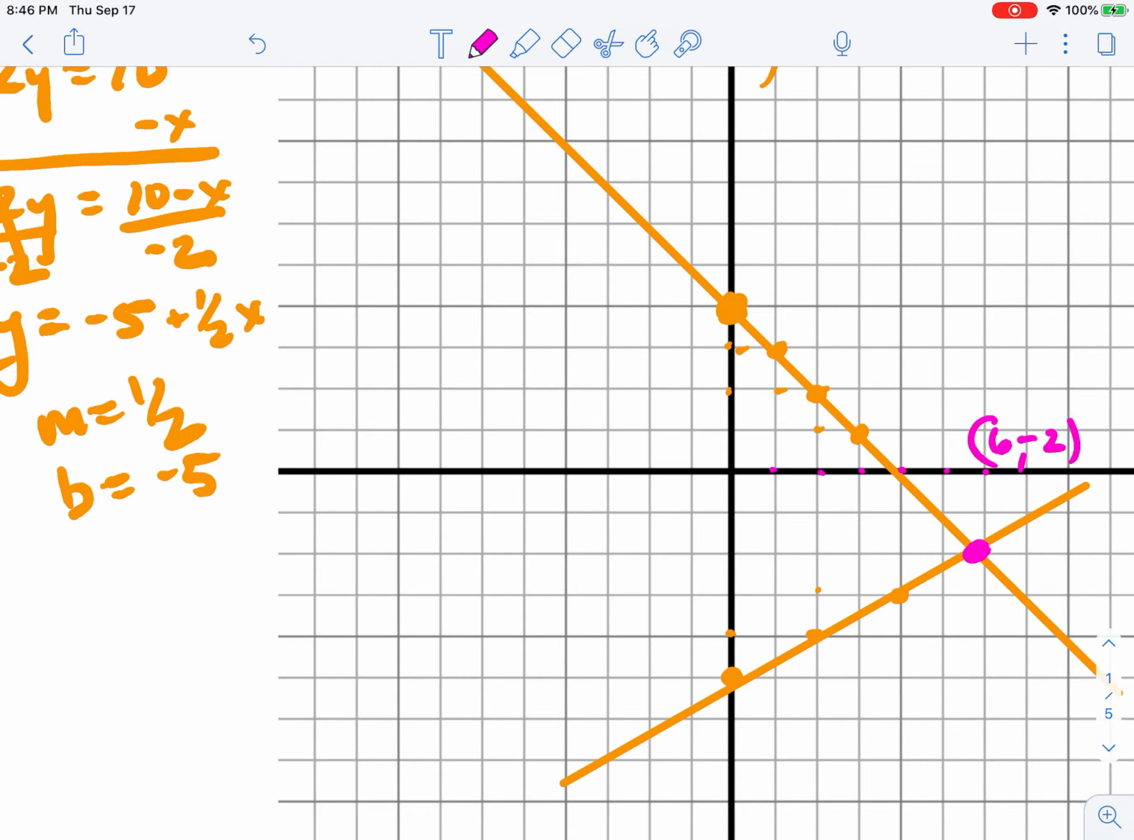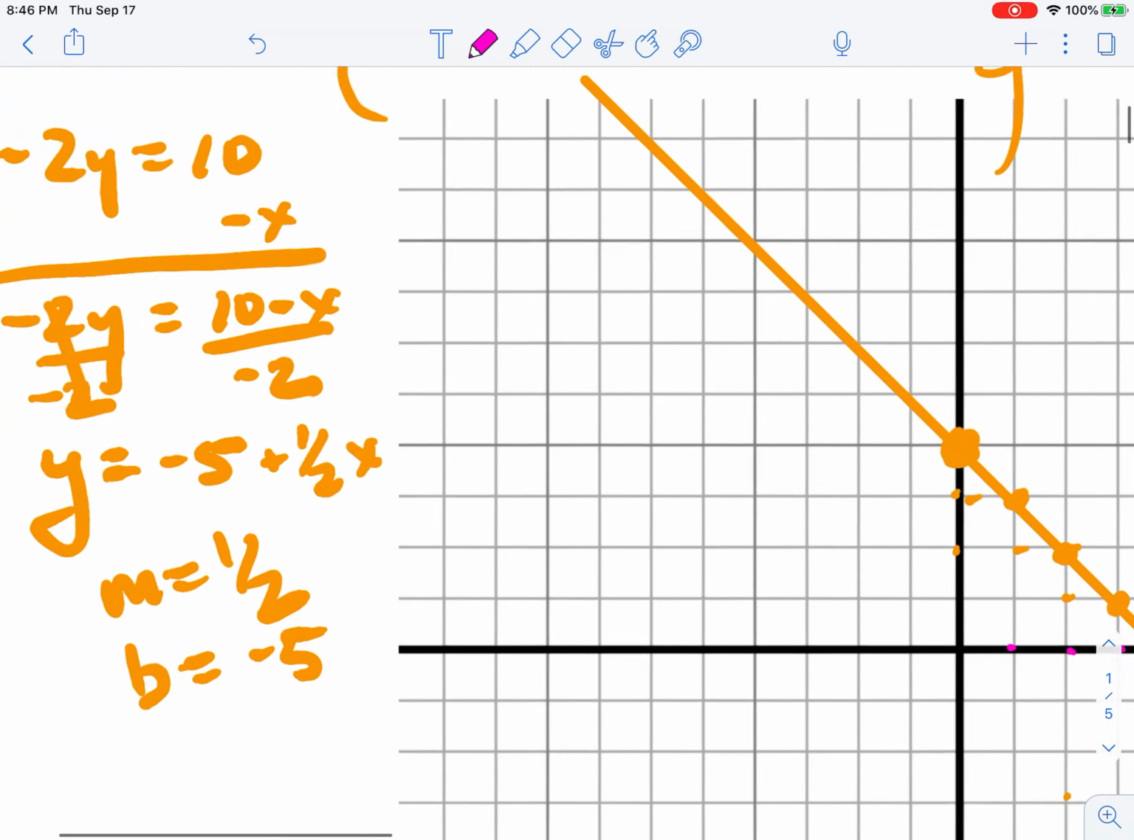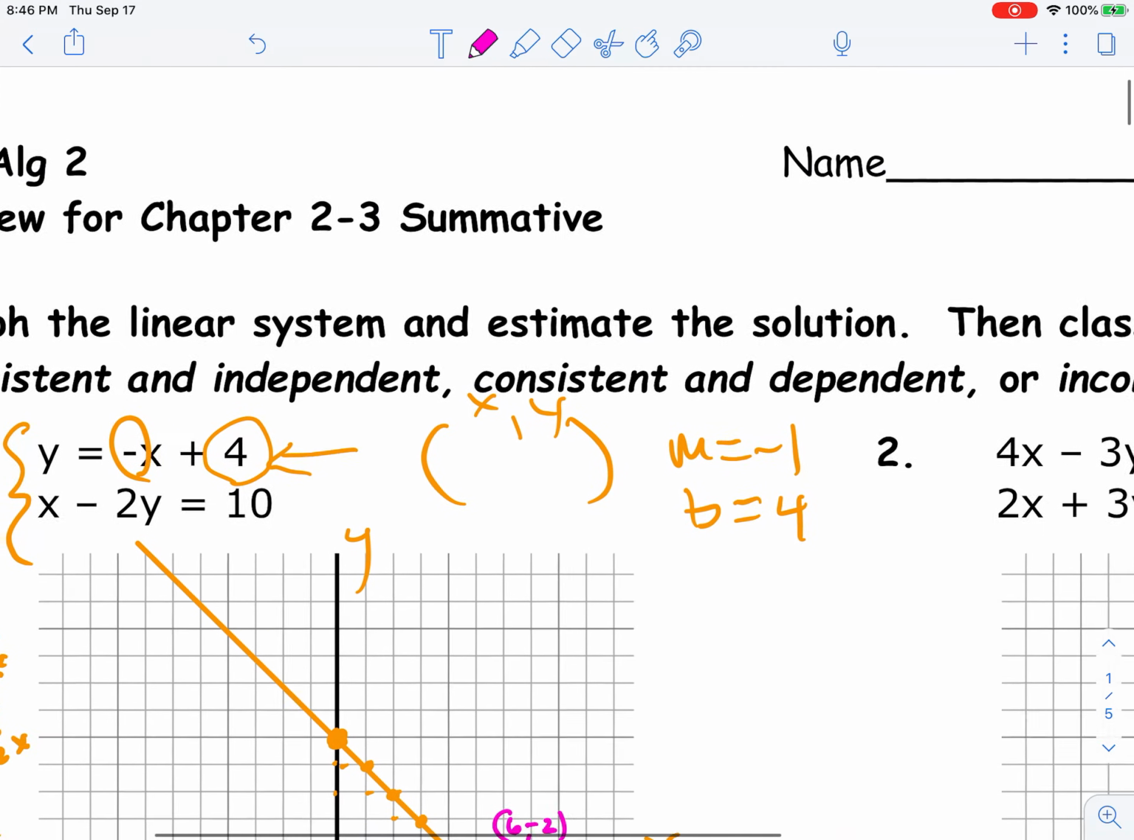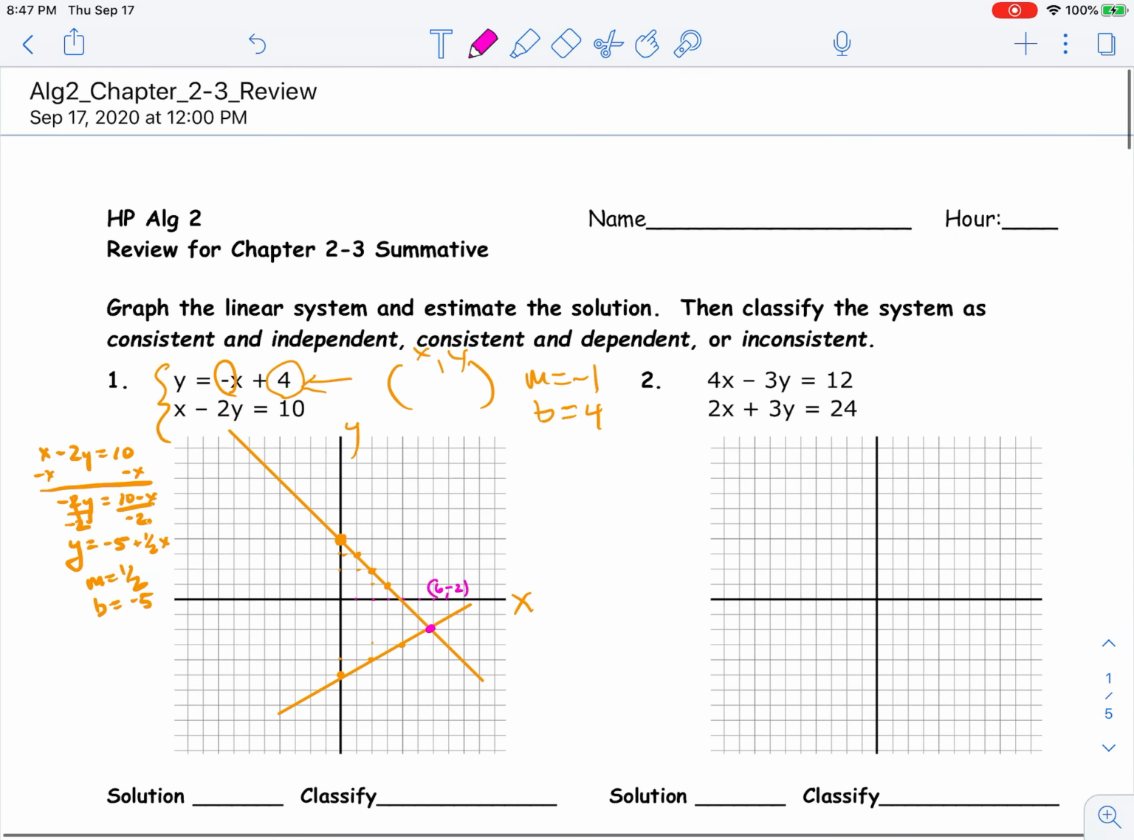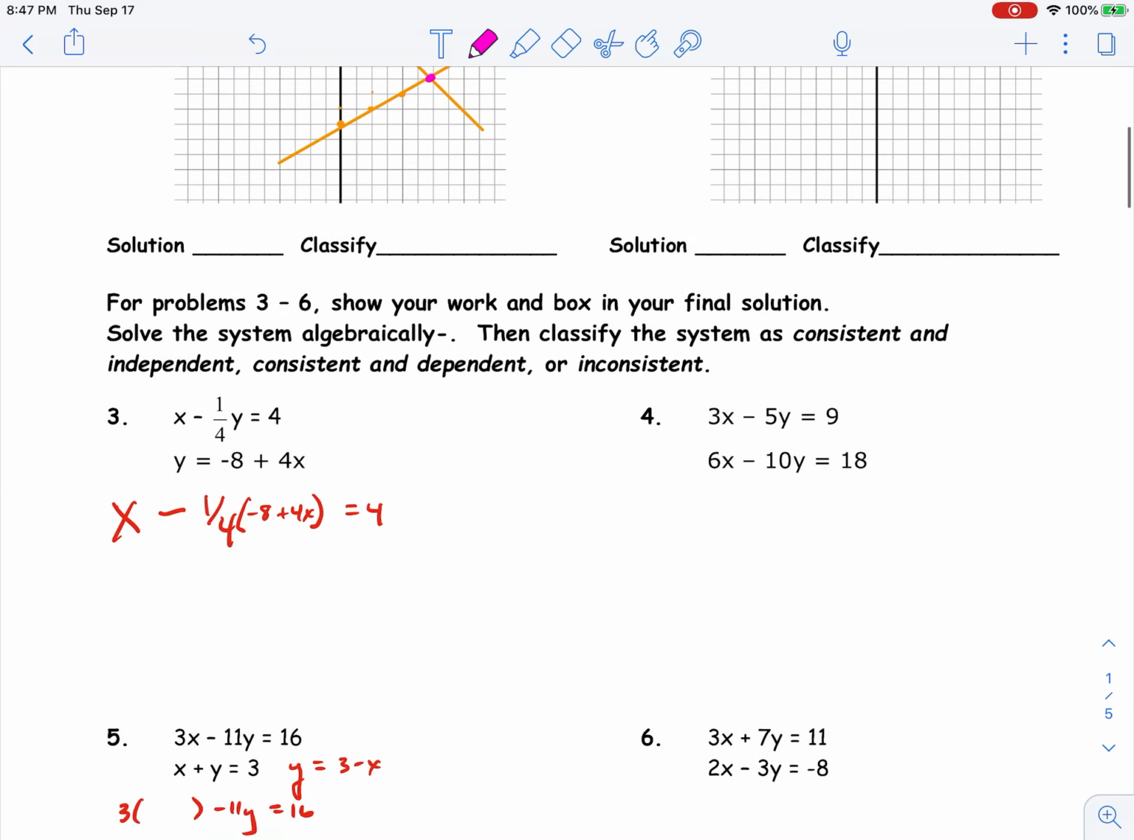What we would say about those 2 equations, just in terms of these descriptive terms, is they are independent. They're 2 different equations, and then they intersect, so they're consistent. So we say that they are independent and consistent. So I'd like you to try the other problem, number 2, on your own.